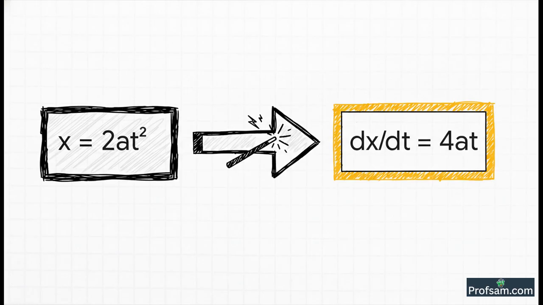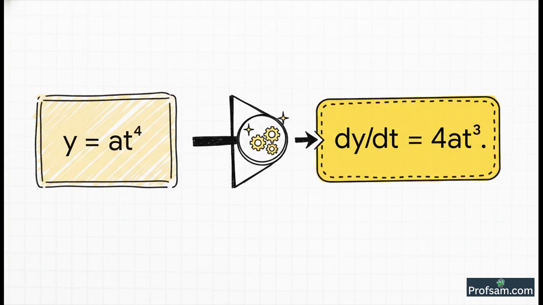Now 2a is just a constant, right? So we leave it alone. The derivative of t squared is just 2t. So we have 2a multiplied by 2t, which gives us 4at. See? Just your basic power rule. Now for step 2. We're going to do the exact same thing, but for y. We differentiate the y equation with respect to t. Again, a is just a constant, so we don't worry about it. The derivative of t to the power of 4 is 4t cubed. So our answer is 4at cubed.